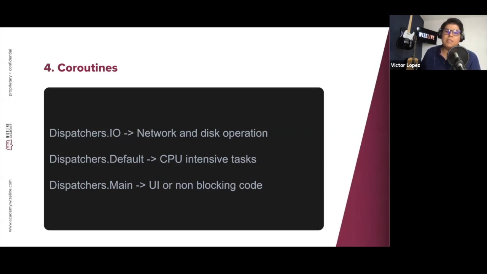For example, if we want to apply the blur as we saw before, we need to use this CPU dispatcher because maybe it's super hard for the CPU. And the third one is Main. Basically, Main is the UI thread, and it's not blocking the code. So this is recommended for UI work. For example, maybe we need to do some animation or something. We can use this dispatcher.